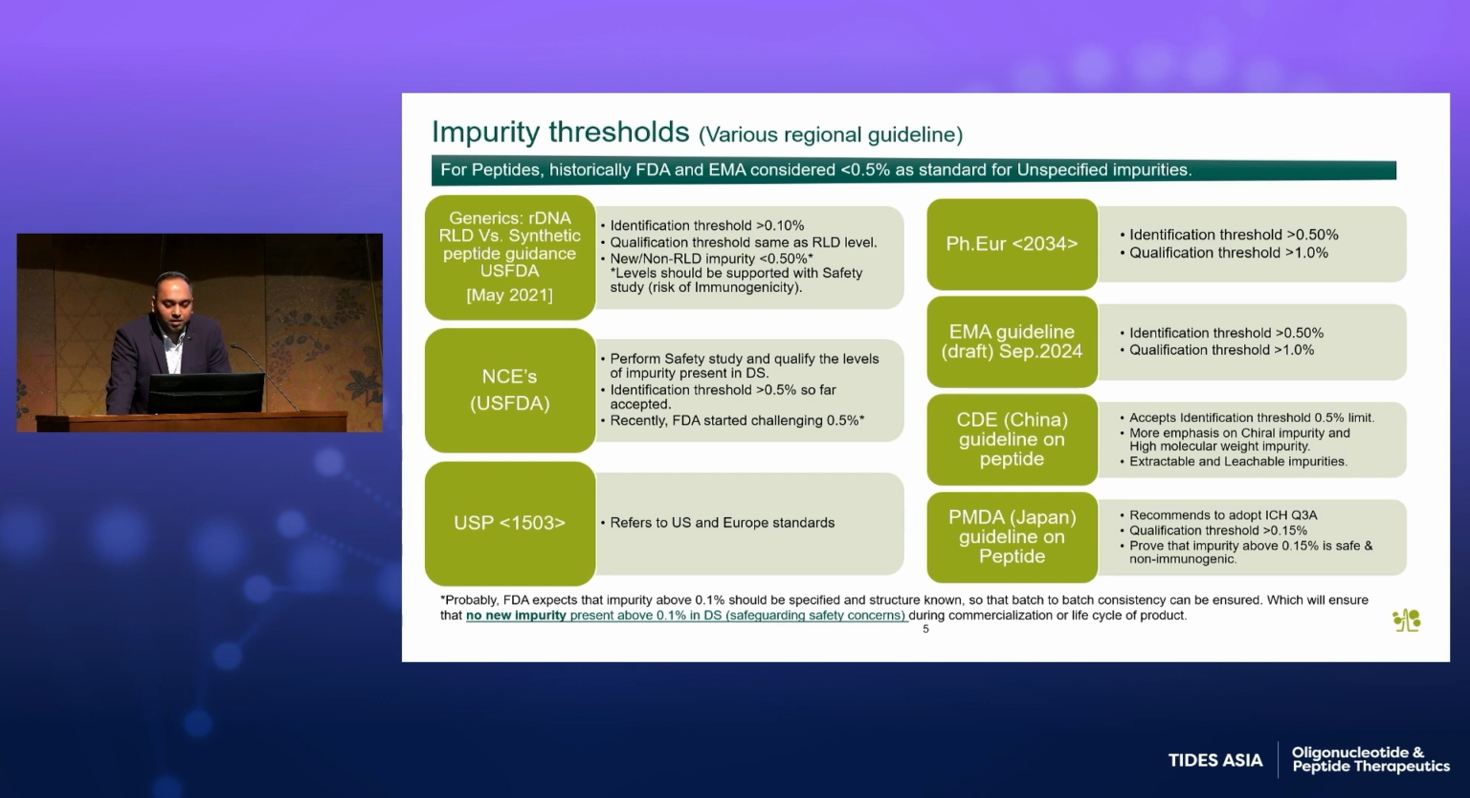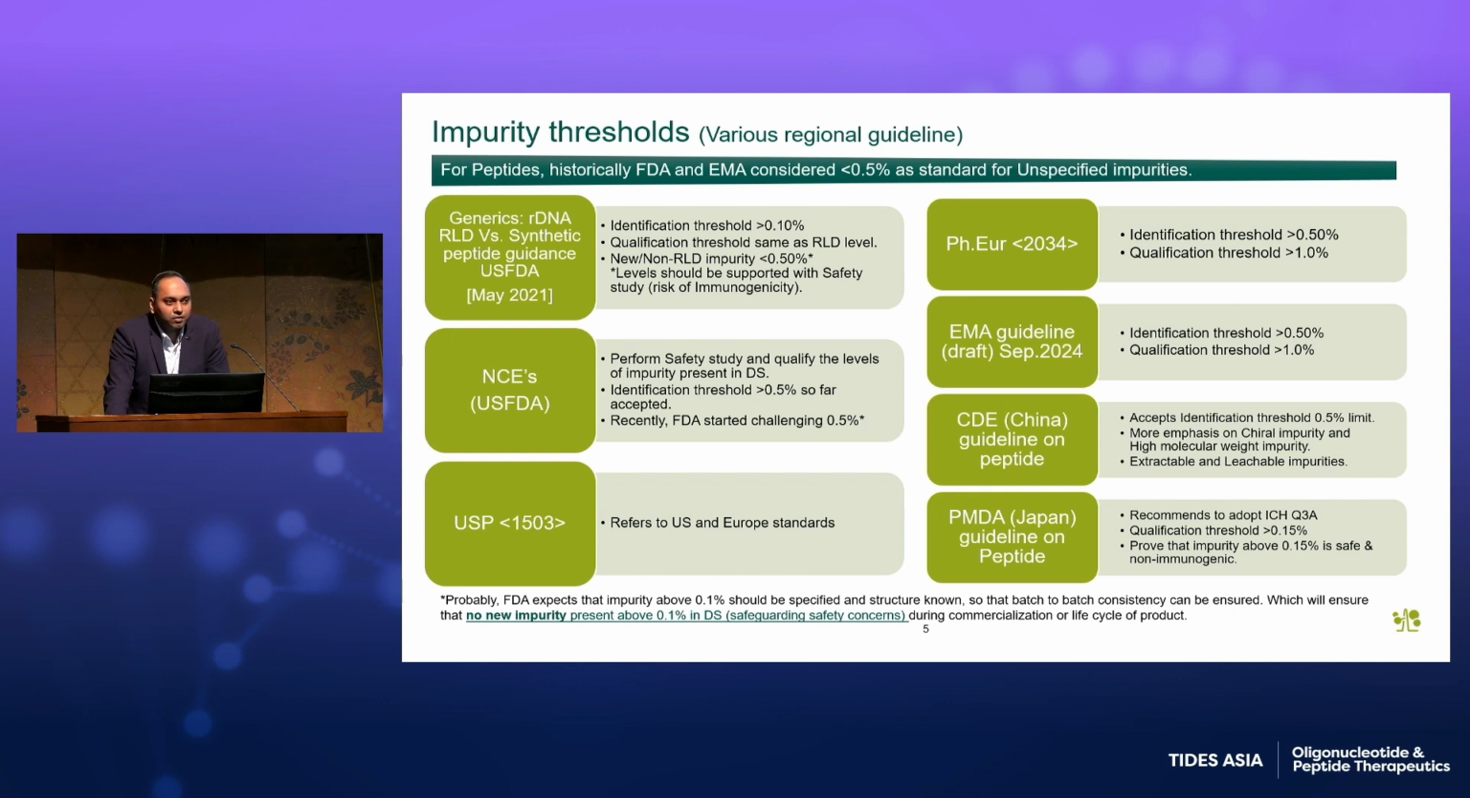If we jump to NCE requirements, as I mentioned, historically FDA and EMA consider 0.5% the standard for unspecified impurity. So typically the identification threshold was accepted at 0.5% so far. However, recently we have seen cases for longer chain peptides as well as shorter chain peptides where FDA is asking for a 0.10% specification. And mainly, this paradigm shift looks to be because of two reasons. One is the safety aspect and the second is batch-to-batch consistency.